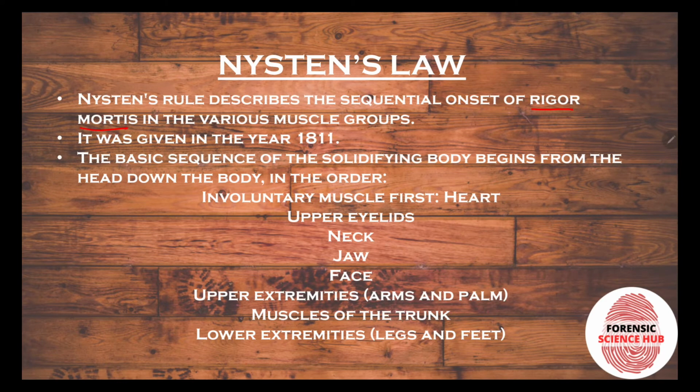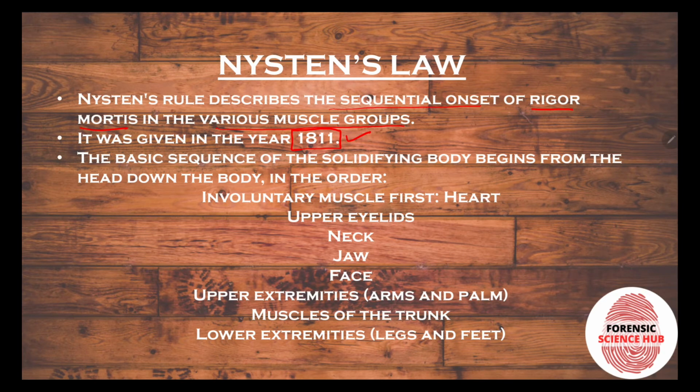Alright. So basically what this law talks about is that it describes the sequential onset of the rigor mortis in various muscle groups. So basically this law is going to tell us how the rigor mortis is going to develop in different parts of the human body. What is the sequence of this occurrence? This law was given in the year 1811. The basic sequence of the solidifying body begins from the head down to the body in the following order.